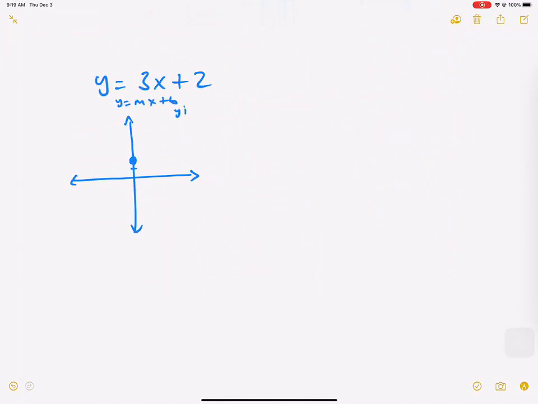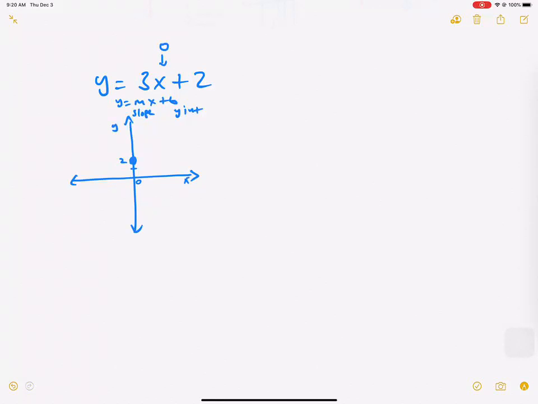B is my y-intercept, and m is my slope. So remember, b is our first value we always put a dot down for. If x was 0, y would be 2. That's my 2 value, x's and y's.